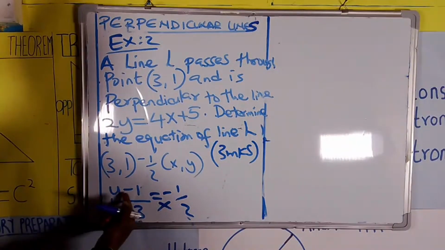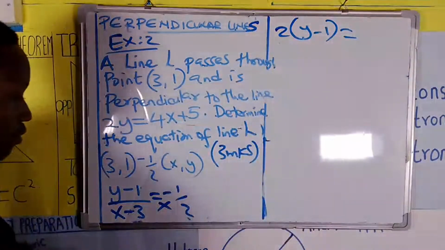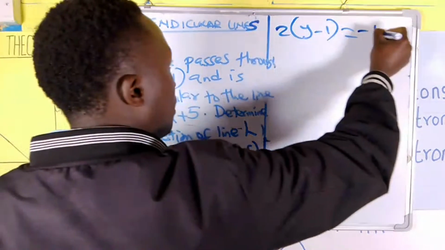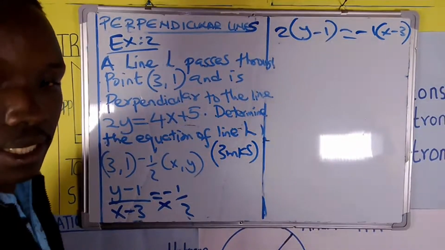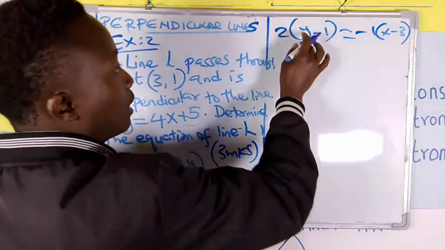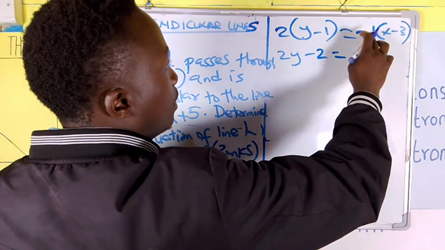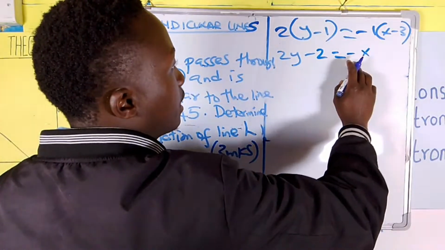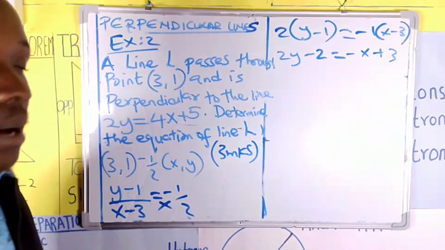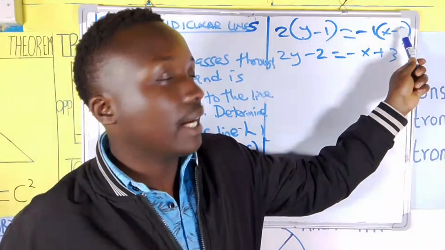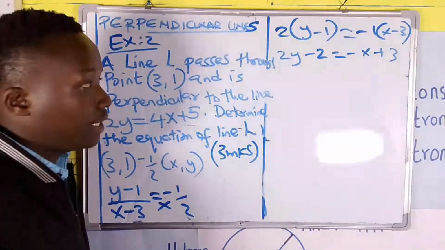So we now take 2 multiplied by (y - 1) is equal to -1 multiplied by (x - 3). And that will give us 2 times y is 2y, minus 2 times 1 is 2, is equal to -1 times x is -x, -1 times -3 is +3. When you take a negative number multiplied by a negative number, it is going to give you a positive number. So -1 times -3 is equal to 3.